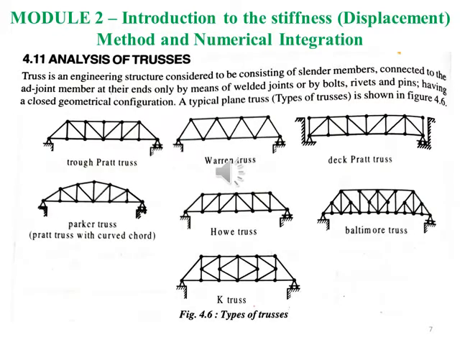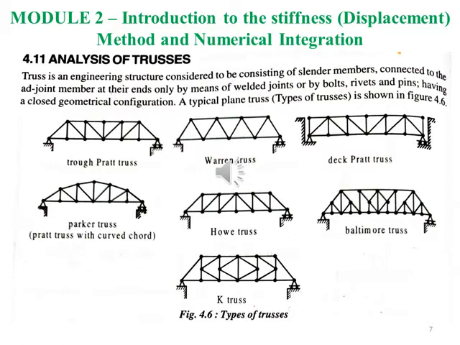So the next topic is truss. A truss is an engineering structure that is considered to consist of slender members, and they are connected to the adjoining members at their ends only by means of welded joints or by bolts, rivets, pins, etc. And they have a closed geometrical configuration. A typical plane truss is shown in the figure. Plane trusses are defined as trusses whose members lie in a single plane.